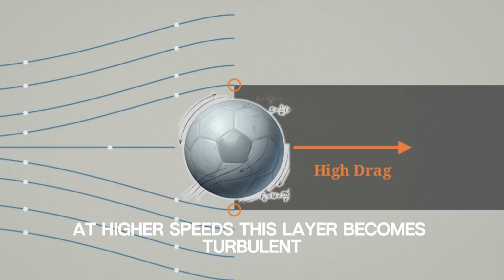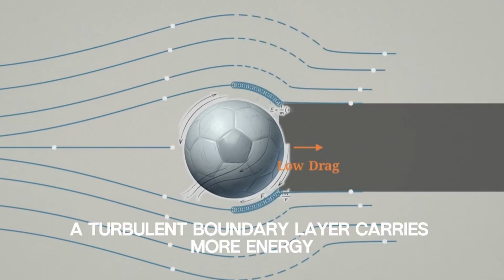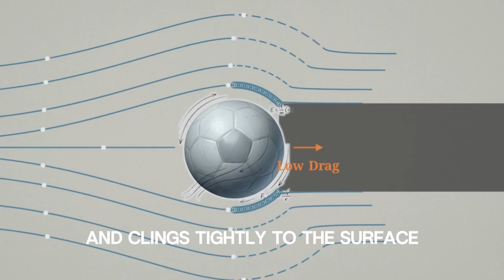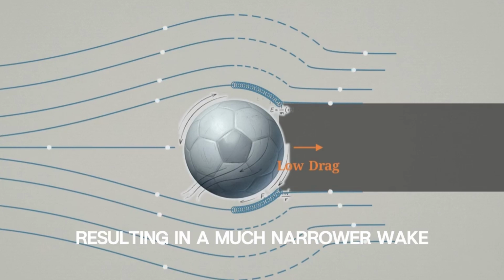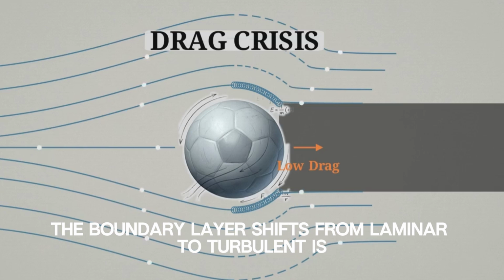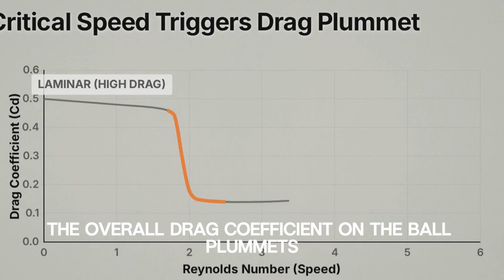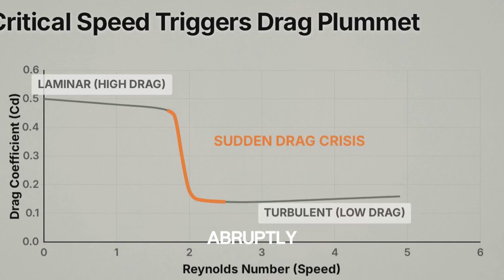At higher speeds, this layer becomes turbulent. A turbulent boundary layer carries more energy and clings tightly to the surface further toward the rear, resulting in a much narrower wake. The exact moment the boundary layer shifts from laminar to turbulent is called the drag crisis. When this transition occurs, the overall drag coefficient on the ball plummets abruptly.